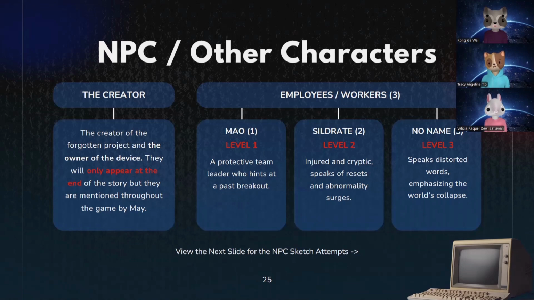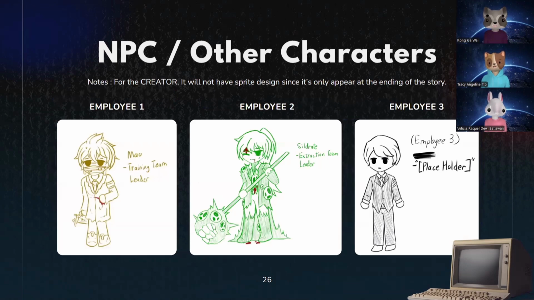On the second level, you'll find Sildrake, injured and encrypted, who speaks of resetting and abnormality surge. And on the final level, it is an NPC that has no name, no nothing. It speaks in distorted words, emphasizing that the world in the game is collapsing. So here are the design sketches of the employee 1, employee 2, and employee 3.